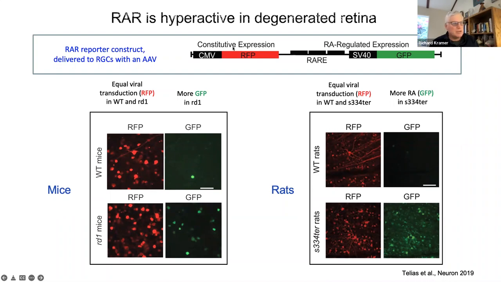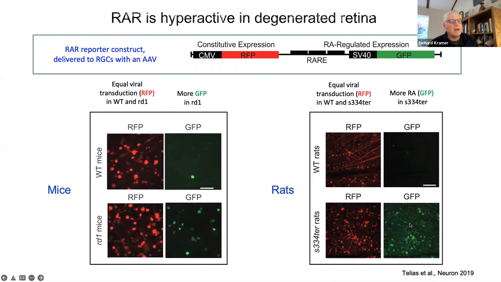And that's just constitutively made. So that's sort of a control that tells us which cells have been transduced by the virus and controls for the possibility that maybe normal and degenerating retina have different susceptibility to being infected by viruses. So if we compare, for example, in mice, the wild type mouse retina versus a degenerated mouse retina, the virus infects cells equally in these two retinas, but it's only in the degenerated mouse retina where we see GFP being expressed to a large extent.